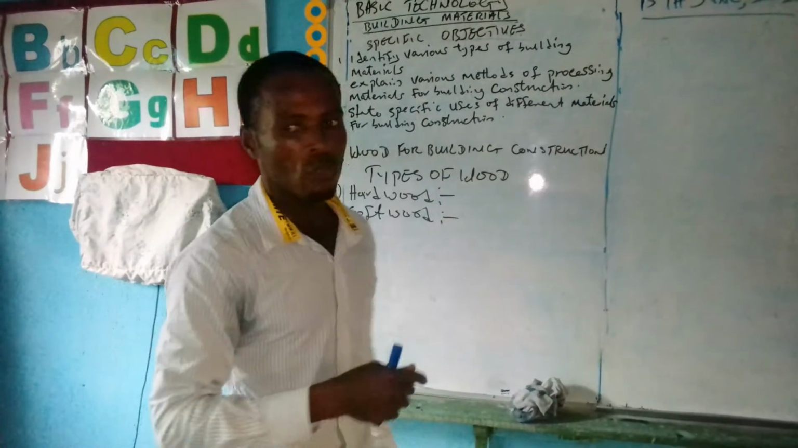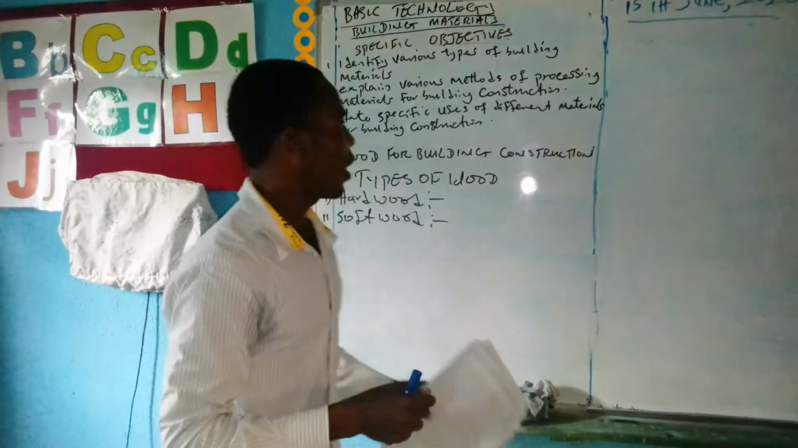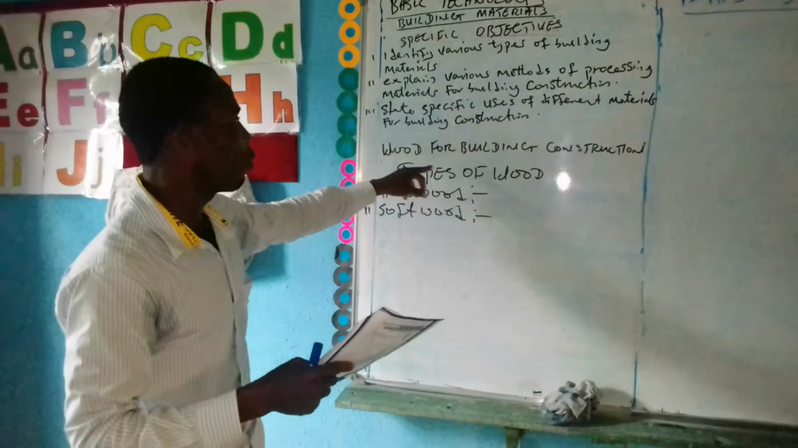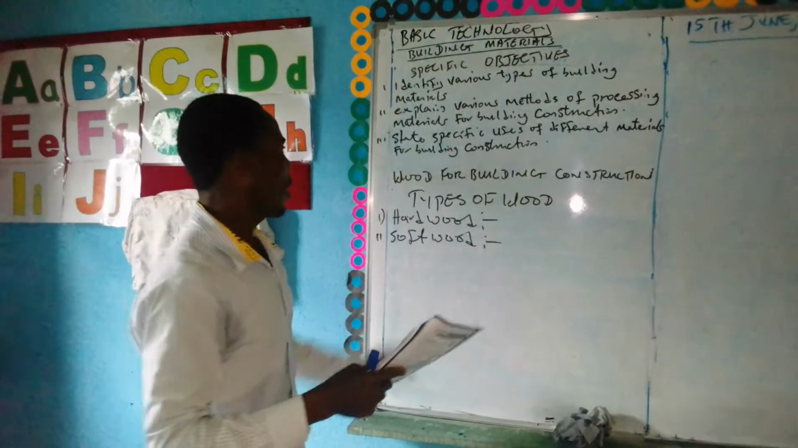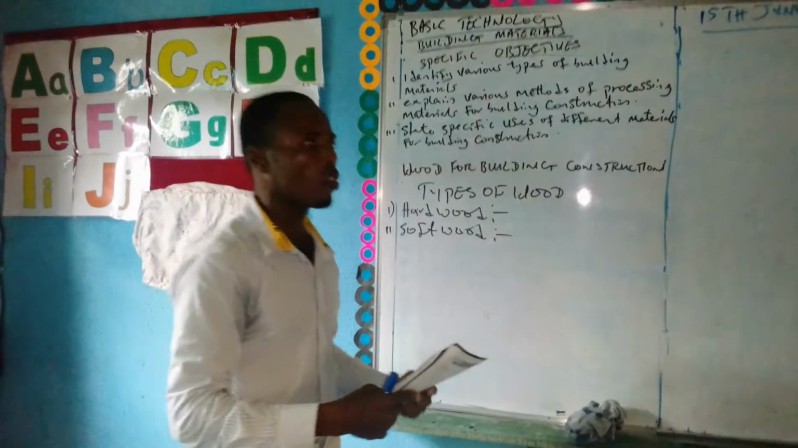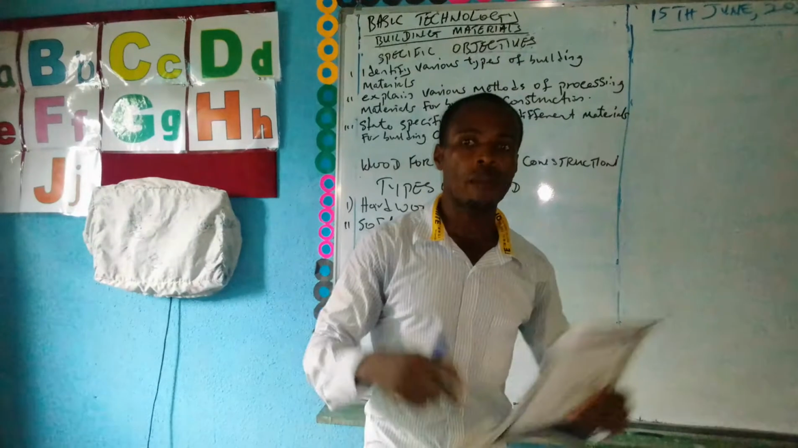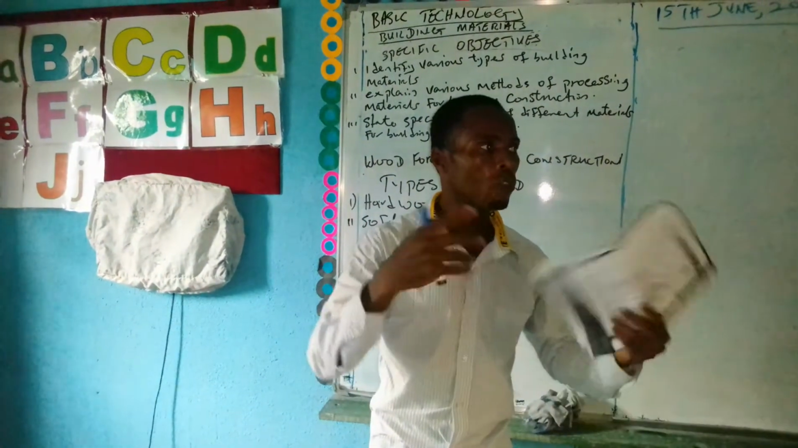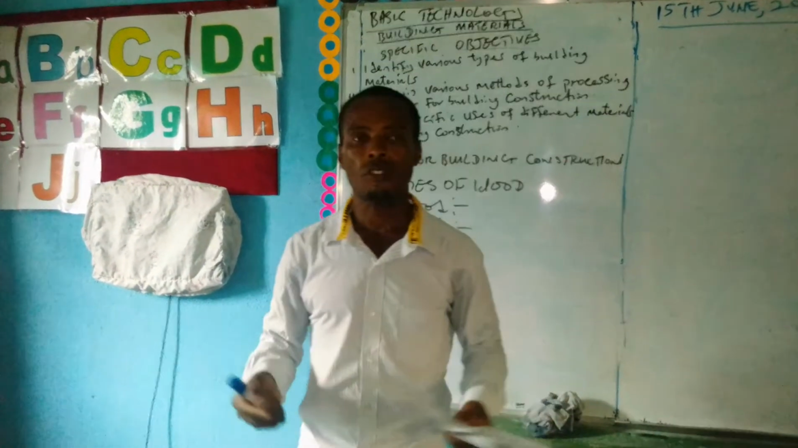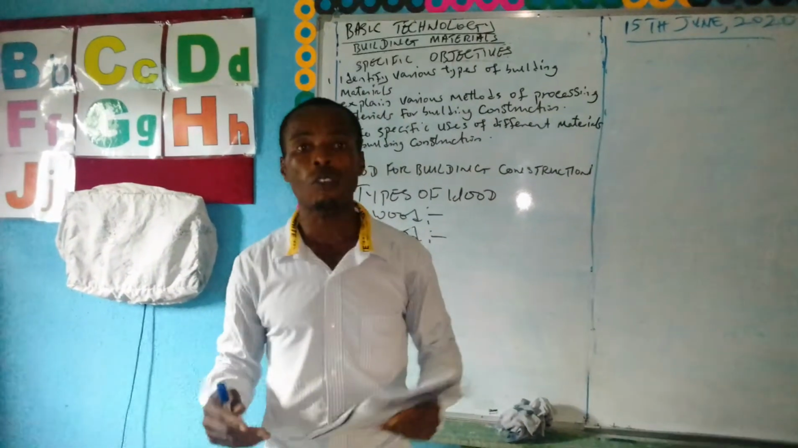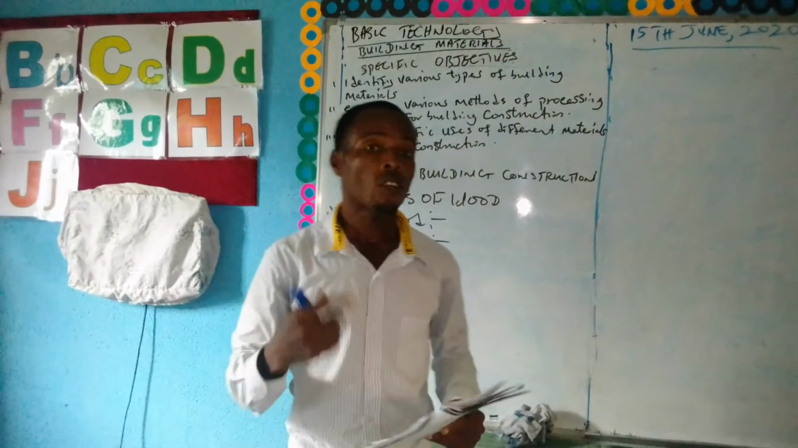Alright, let me highlight on this briefly, still on wood, as I have it on the board for building construction. If you take a look at our roof today, you will see that it is made up of what? Wood. Wood is used for building construction. You check the windows, you check the doors, you see that they are made up of what? Wood, which is used in building construction.